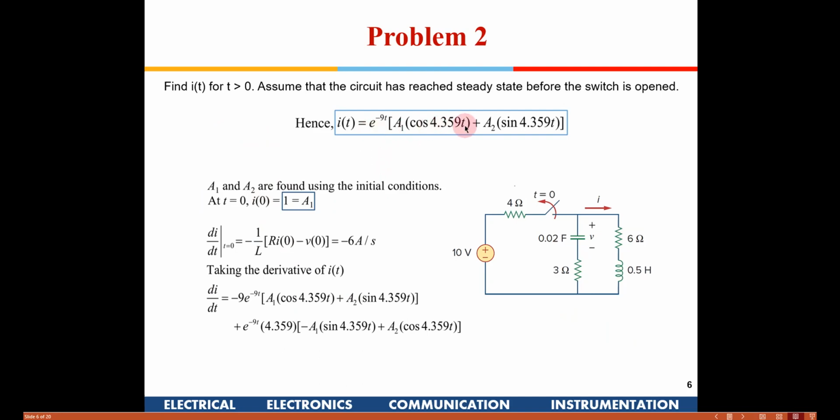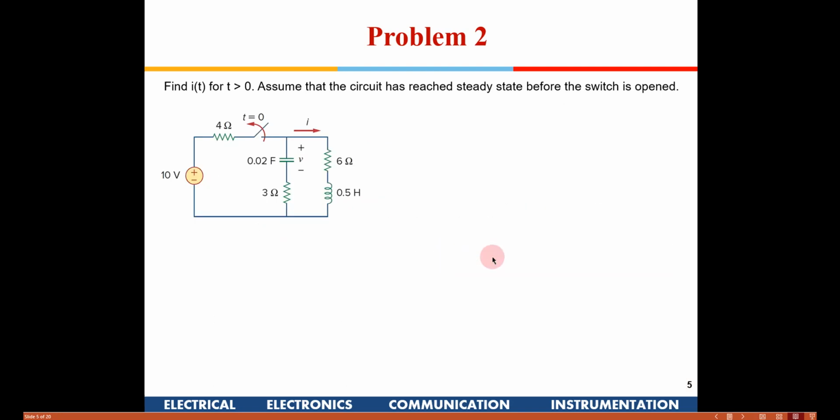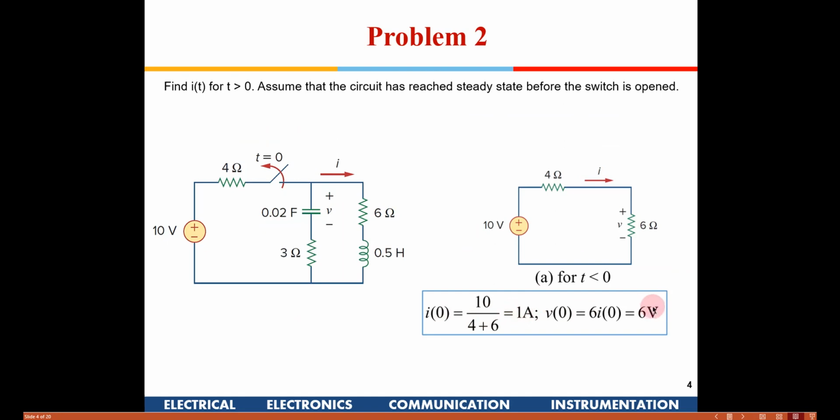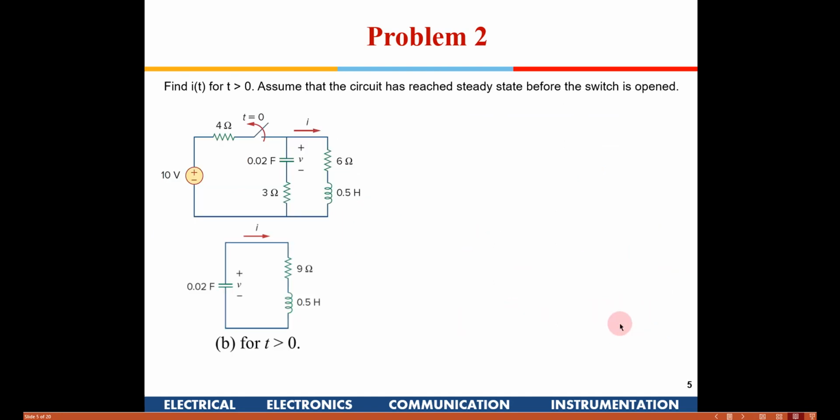Okay, now this is the equation which we got. Now we need to put the initial conditions. So the first initial condition is t is equal to 0, I is equal to 1 ampere. Okay, that we found out here, right? If I go back here, I is 1 ampere and the capacitance voltage is 6. So these two initial conditions we are going to apply here.